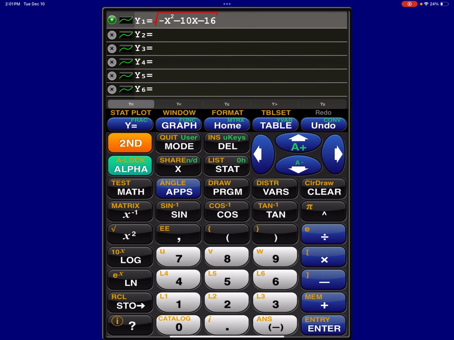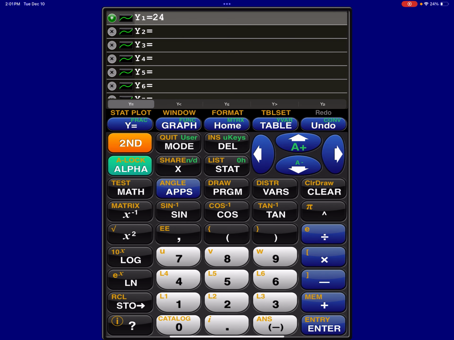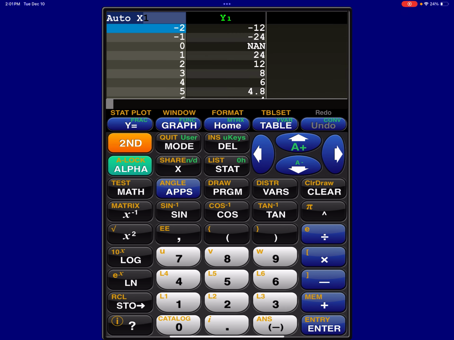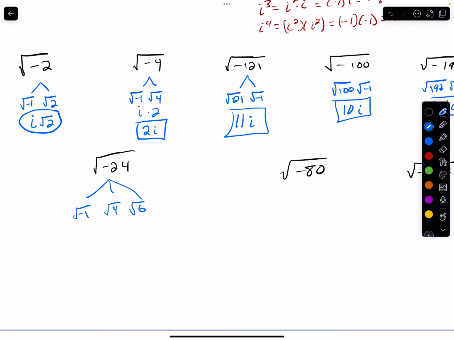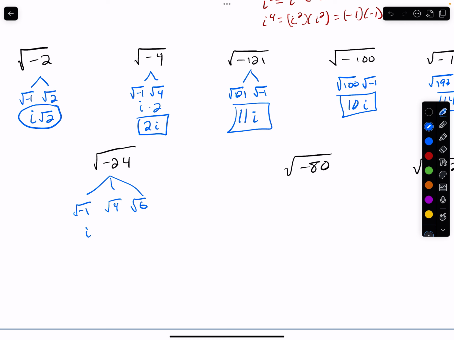All right, if I go over here, clear this out, I go 24 divided by x. And then here I can look for perfect squares in the table. And there it is, 4 and 6. Okay? Now, what is the square root of negative 1? i. What is the square root of 4? 2. What is the square root of 6? Can't break that down any farther. So that's just going to remain the square root of 6. Now, the order you should write this in is 2i radical 6.